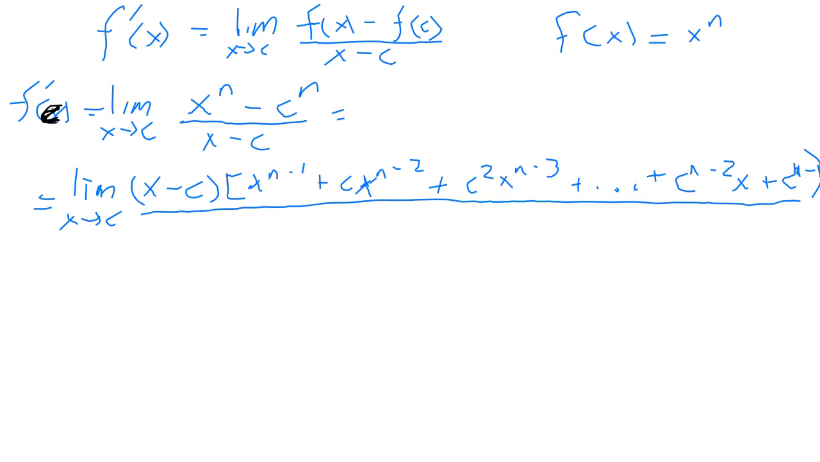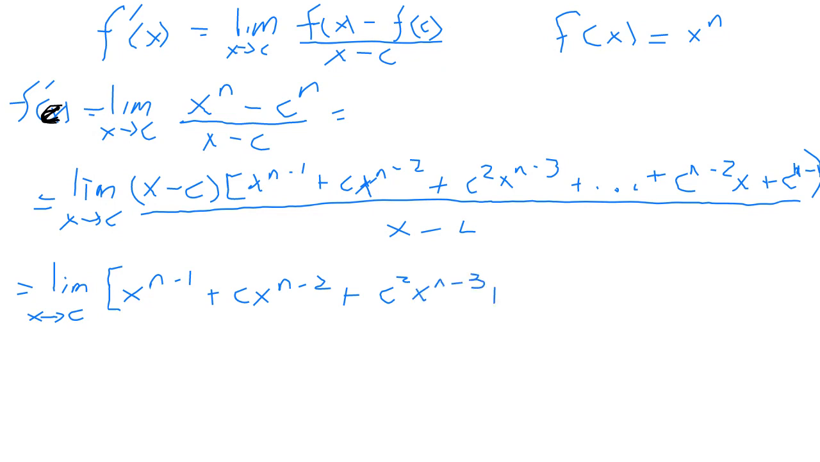So of course, the x minus c's are going to cancel, leaving us with the limit as x tends to c of the thing that we have in brackets, which is x to the n minus 1, c. So I'm going to write it properly now. I don't have to squeeze it up as much anymore. c squared x to the n minus 3, plus these dots, c to the n minus 2 times x, and c to the n minus 1.